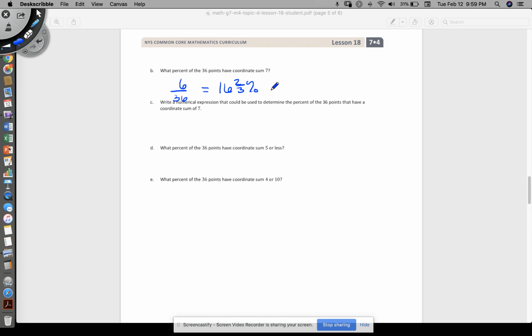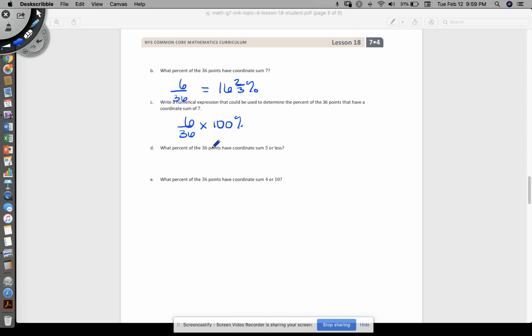What is the numerical expression that could be used to determine the percent of the 36 points that have a coordinate sum of 7? So we're going to write it out. So we found out that out of the 36, 6 of them added up to 7. So if I multiply that by 100%, 100% being all the dots represented and all the sums, that would be my expression. You would take what does add up to 7 and times it by 100. That's it.